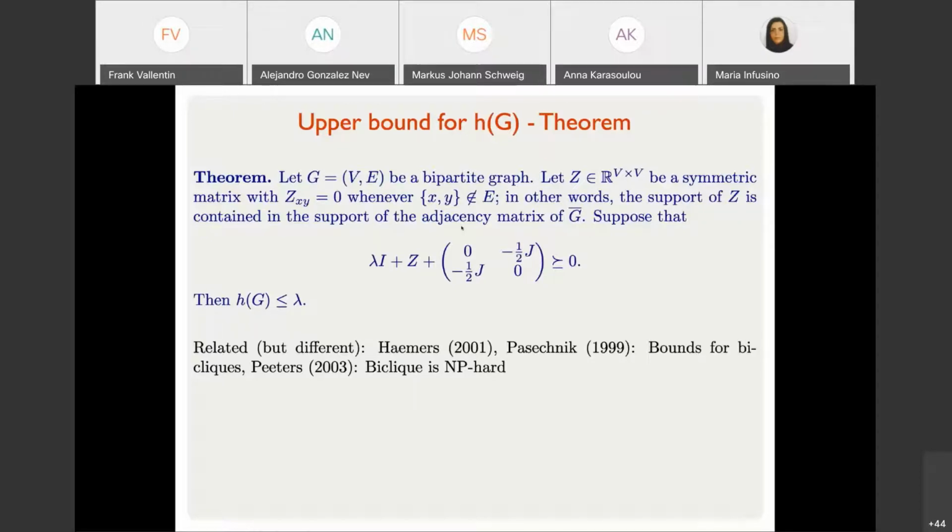Peeters in 2003 proved that the biclique problem is NP-hard. So it's also a clear indication that the problem we are dealing with, finding the optimal h, will also be NP-hard. But as far as I know, we don't have a proof for that. The biclique problem is the complement of the bi-independence problem, but in the biclique problem, we just look at the size of the biclique and not at this parameter h.